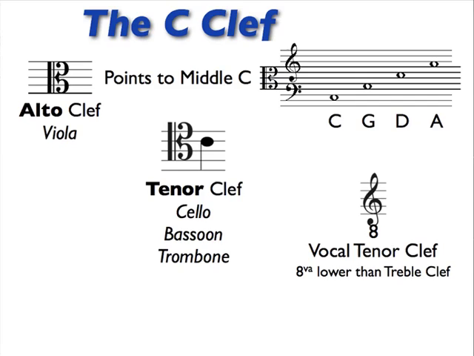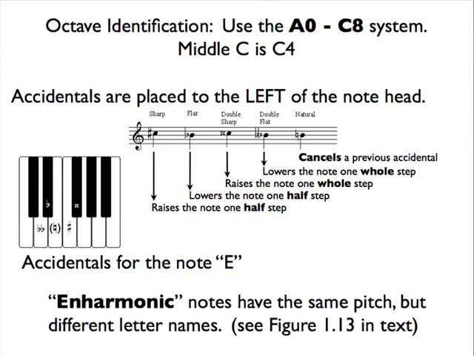Also, there's a version of tenor clef for vocal tenors that normally sing in the bass clef with a lot of ledger lines above the bass clef staff. So sometimes it's written in the treble clef with an 8 below it to show that it's performed an octave lower than the note looks like in the treble clef.